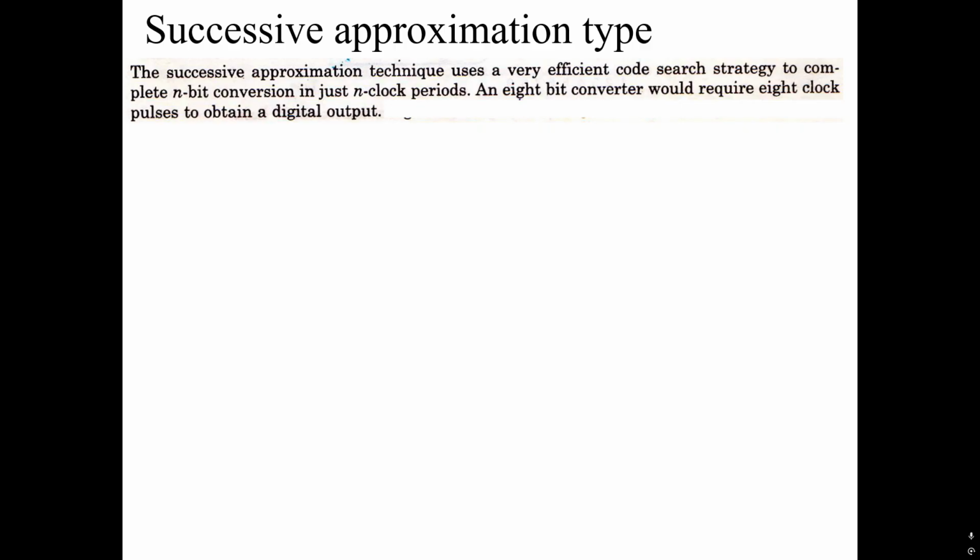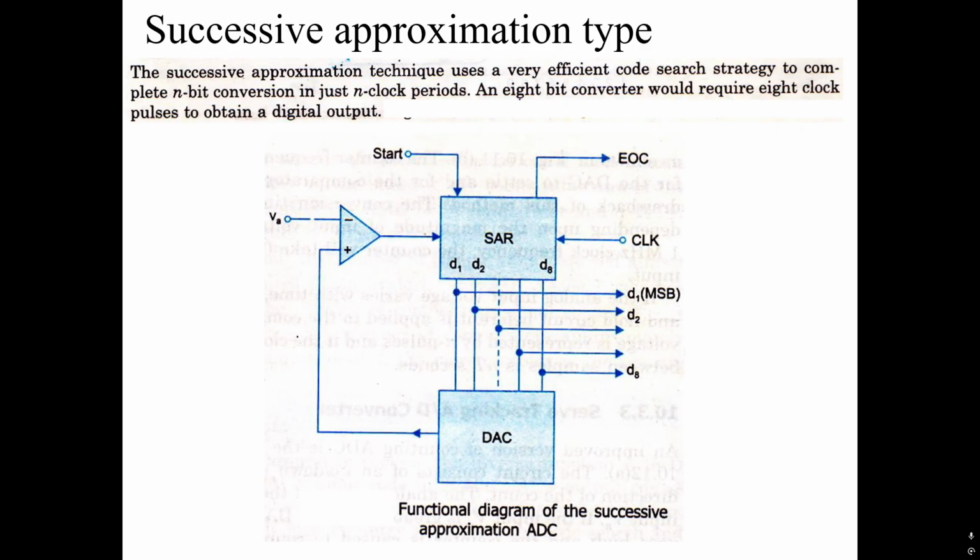Next we have the successive approximation type. The successive approximation technique uses a very efficient code search strategy to complete the n-bit conversion in just n clock periods. An 8-bit converter would require 8 clock pulses to obtain a digital output. So this is the functional diagram of the successive approximation analog to digital converter.